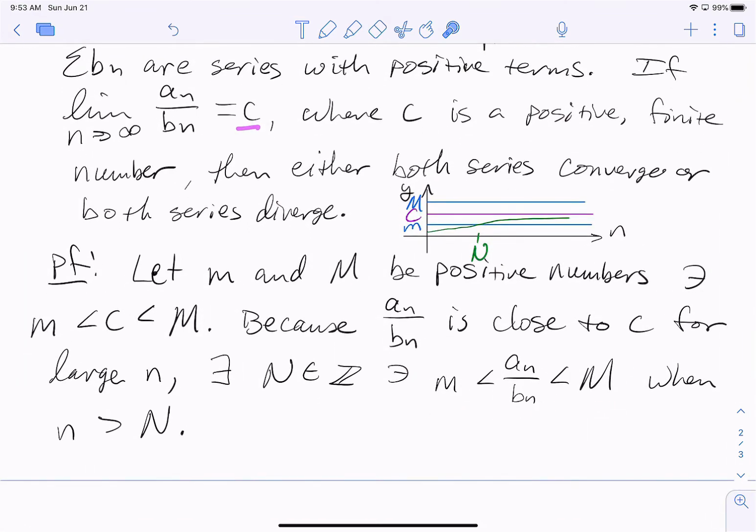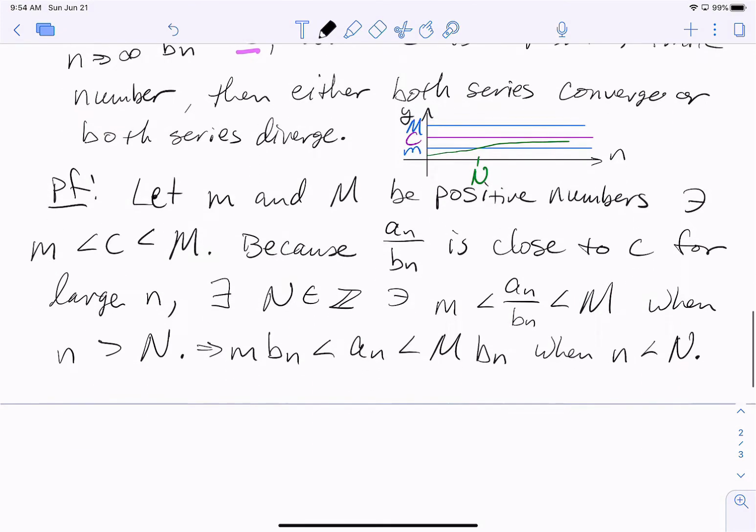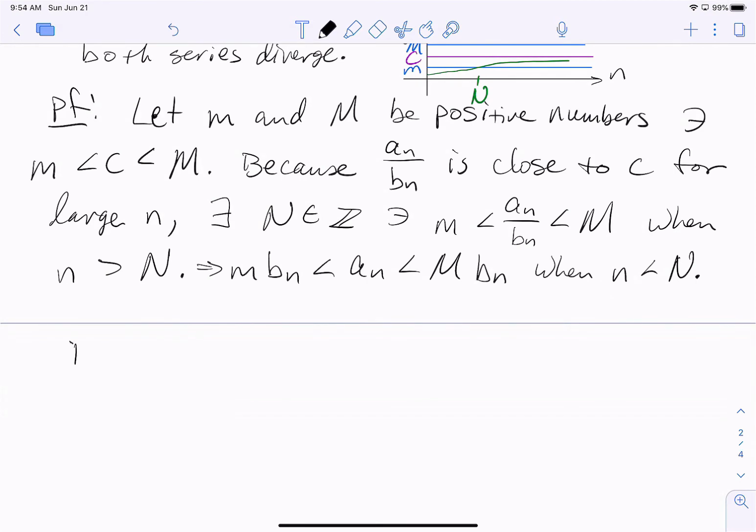The ratio a sub n over b sub n is between lowercase m and uppercase M when lowercase n is larger than uppercase N. Going back to the inequality, we can clear a fraction and end up with lowercase m times b sub n is less than a sub n, which in turn is less than uppercase M times b sub n when lowercase n is greater than uppercase N. We're going to use that to draw some conclusions.